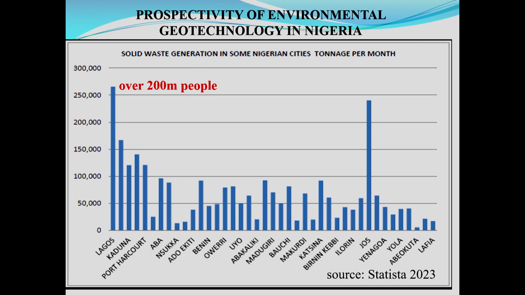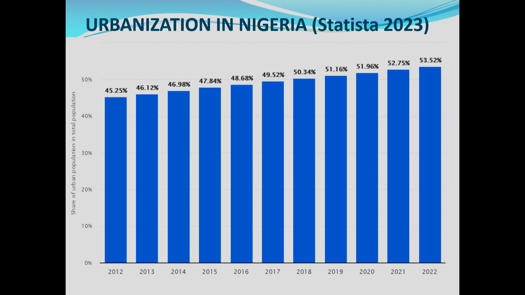Nigeria is over 200 million people now, so you can understand what we mean if you go by per capita rate of waste generation. Another factor that's responsible for waste generation is urbanization, and you can see the consistent increase from the 2012 information that we have up to last year, 2022, and you see that it never stopped. So it's diagonally increasing.